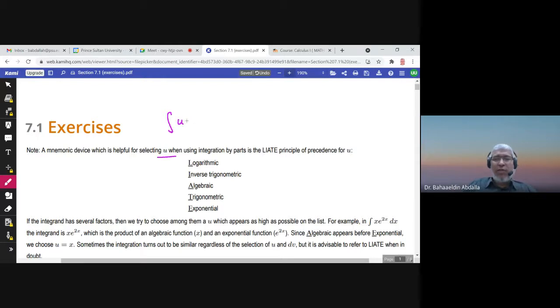We try to write it as the integral of u times dv, where u is a function we need to differentiate, to find the derivative, and dv is a function we need to integrate. So the integral of u dv would be equal to uv minus the integral of v du. And how do we choose u and dv? We will use this method, the LIATE principle, to select u.